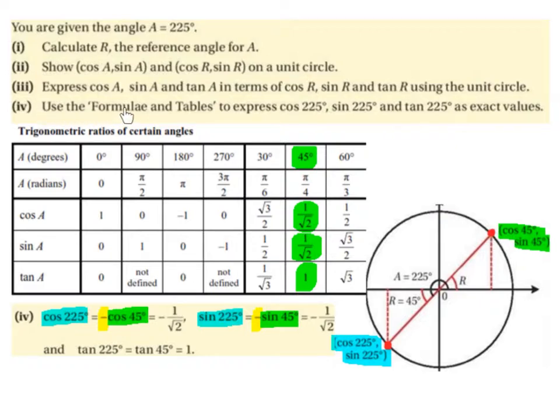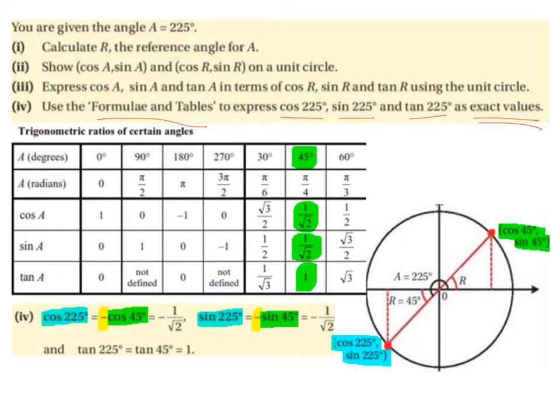Part 4, use the formulae and tables to express cos 225 degrees, sine 225 degrees, and tan 225 degrees as exact values. So cos of 225 degrees we know is minus cos of 45 degrees. And if we look at our formula, so these are trigonometric ratios of certain angles. We look along the top row, we've got degrees. The next row we've got radians.